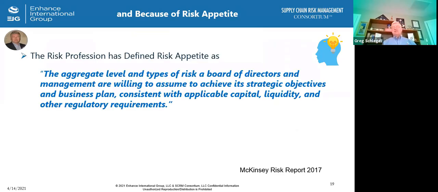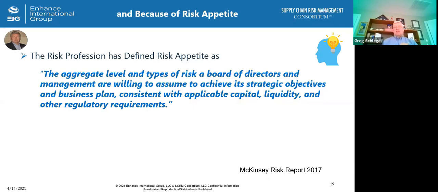So let's go to the definition. We're using McKinsey's risk report as of 2017. I will tell you that if you subscribe or can capture some of the most recent McKinsey risk reports, they're doing a terrific job of articulating all the elements that you're learning about today and what we advocate in our workshops, in our online courses, and what is resident in this tool.